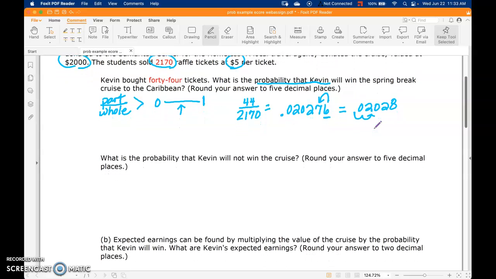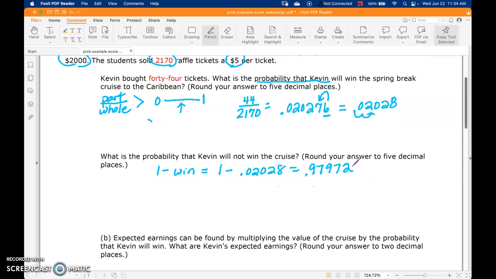Then what is the probability that he won't win the cruise? You can do that one of two ways. The probability that he won't win is 1 minus the probability that he does win it. So that's just going to be 1 minus 0.02028. Put that in your calculator, and you will get 0.97972. Okay, so that basically wraps up probability for you.